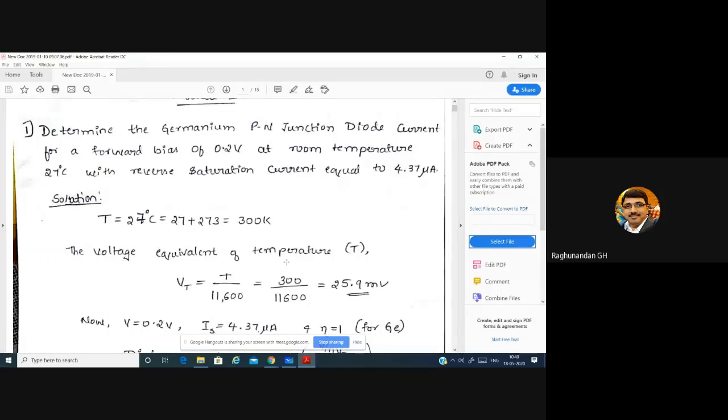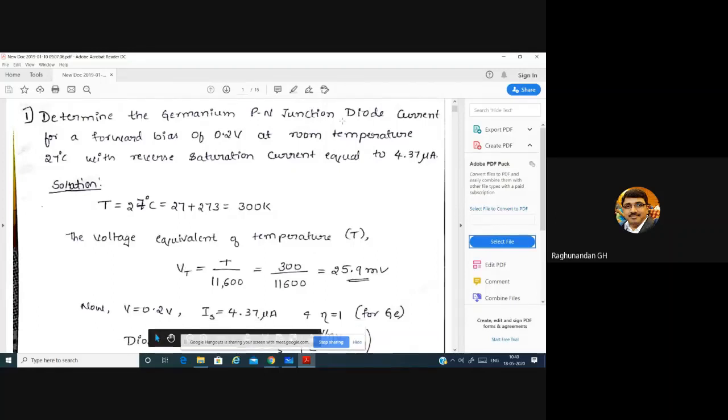And the voltage equivalent of temperature, or thermal voltage, as we call it the other way, VT, is given by T by 11,600. This 11,600 is the final value after considering all the constant values, the simplified value. So T by 11,600, with T equal to 300, will give you 25.9 millivolt. So that is your voltage equivalent of temperature, or thermal voltage.